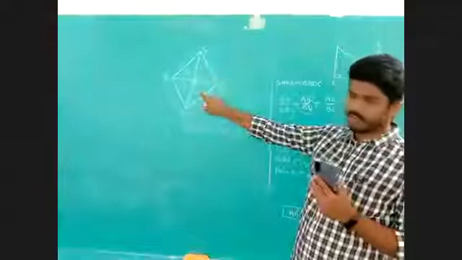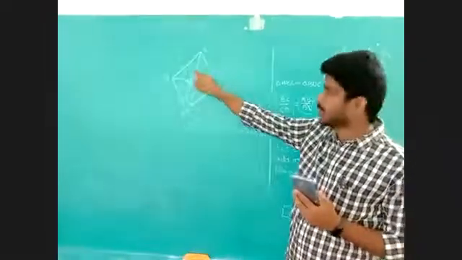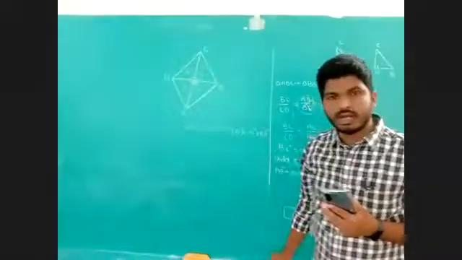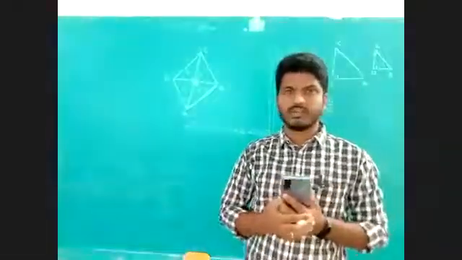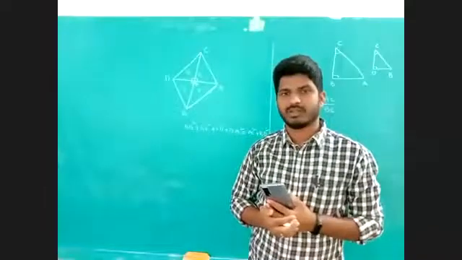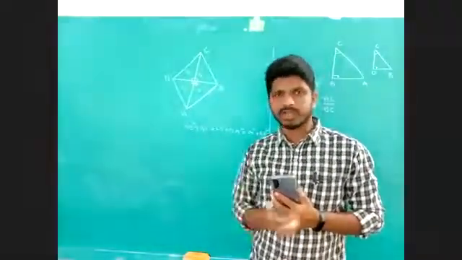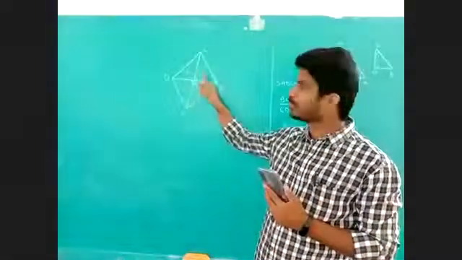In triangle AOB, BOC, COD and DOA, apply Pythagoras theorem. You will get four equations, right? Then add those four equations and you will get the answer. Will you do this problem? Yes, sir. At least try this problem. Very simple. Just four right angle triangles are there. Apply Pythagoras theorem four times.